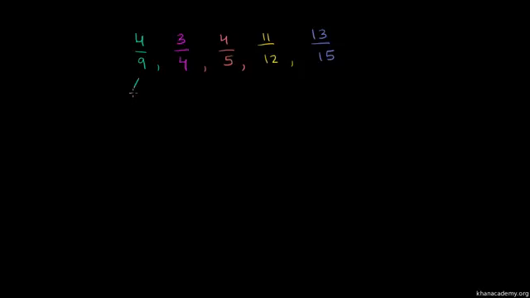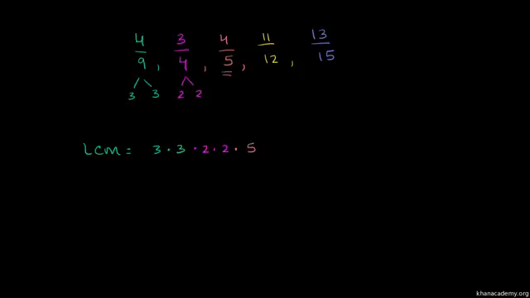So 9 is the same thing as 3 times 3. So our least common multiple is going to have at least one 3 times 3 in it. And then 4 is the same thing as 2 times 2. So we're also going to have to have a 2 times 2 in our prime factorization of our least common multiple. 5 is a prime number, so we're going to need to have a 5 in there.